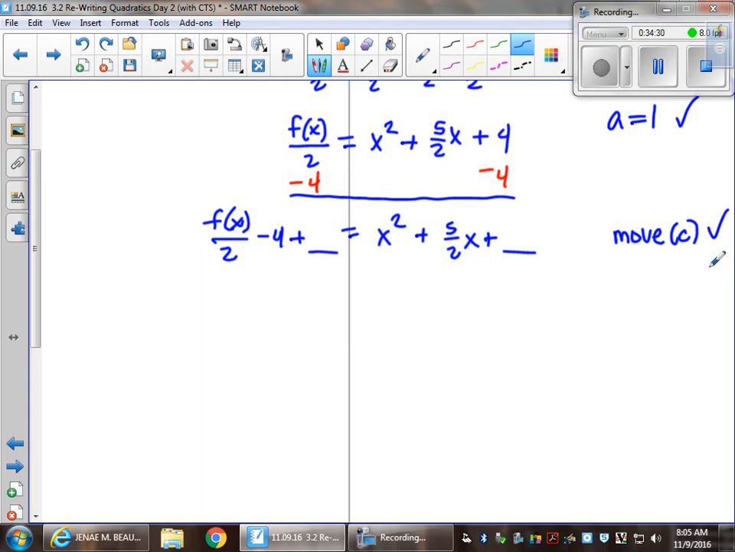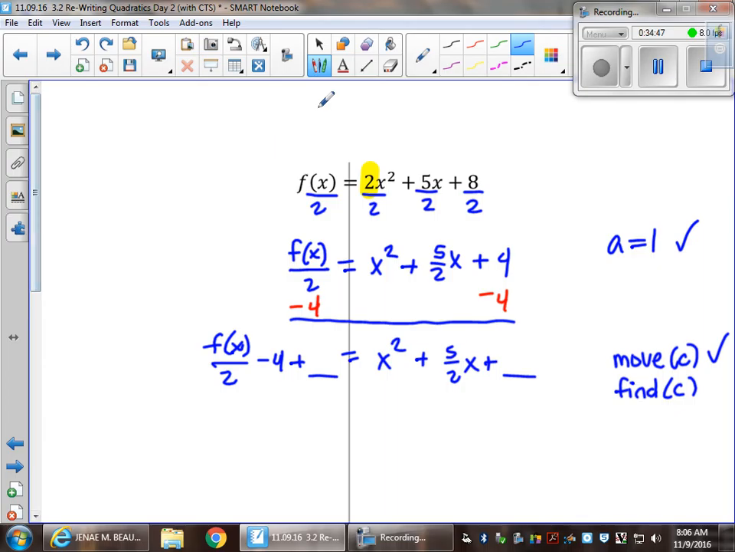Move C, check. What do we need to do? Did we do that yet? No. Okay. How am I going to do that? Love that answer. Did you hear what you said? Say it louder. Top left corner. Great vote. What's going to happen in the top left corner? B divided by 2 squared. So C equals B divided by 2 squared.